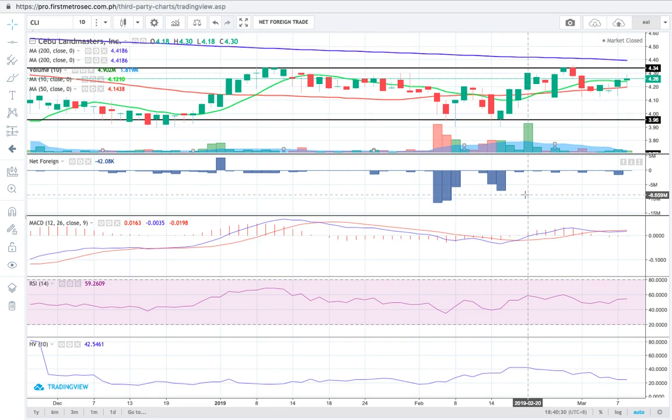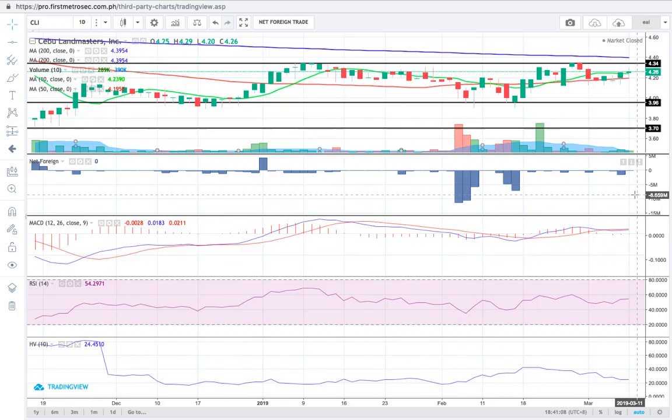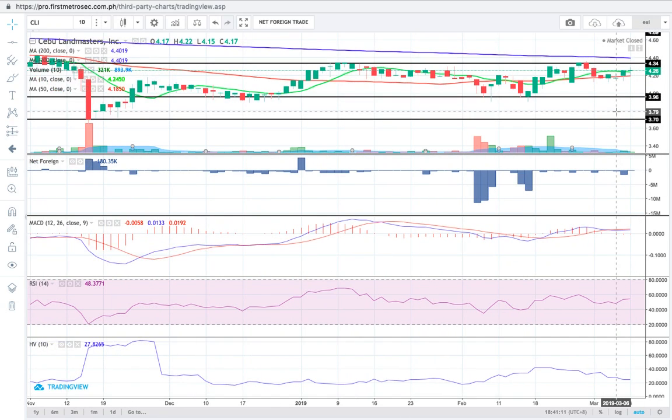Now, I'm going to give you some comments about the net foreign trade. Some of you are interested to know how the foreign investors are doing on CLI. Are they net sellers? Are they net buyers? Basing it from the net foreign trade histogram, I can say that CLI is on a net foreign selling status 2019 year to date. Risk level wise, CLI has a low risk level because of its volatility score of 25 or 24%. So that's what we prefer to see.